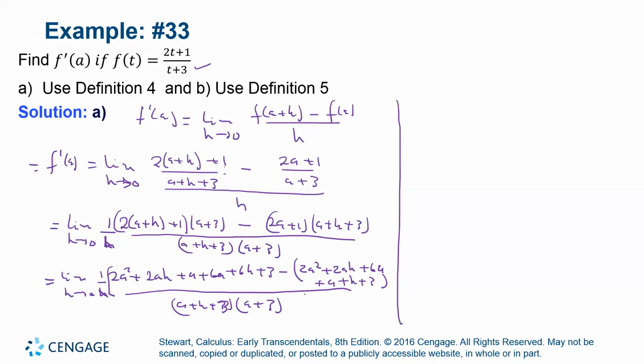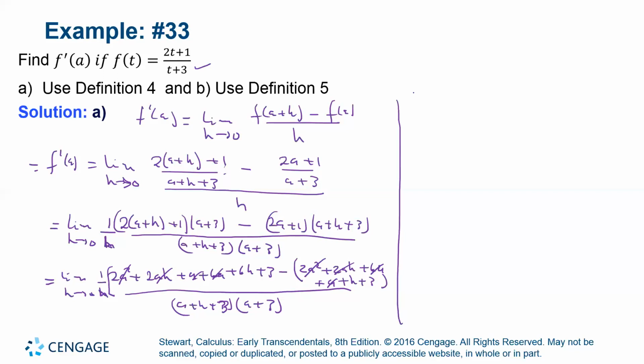Now notice that the 2a squared will cancel that out. 2ah will also cancel out. And then over here we have a plus 6a, which is 7a, and that will cancel this a because there's a minus there. And then we have 6h there plus 3.